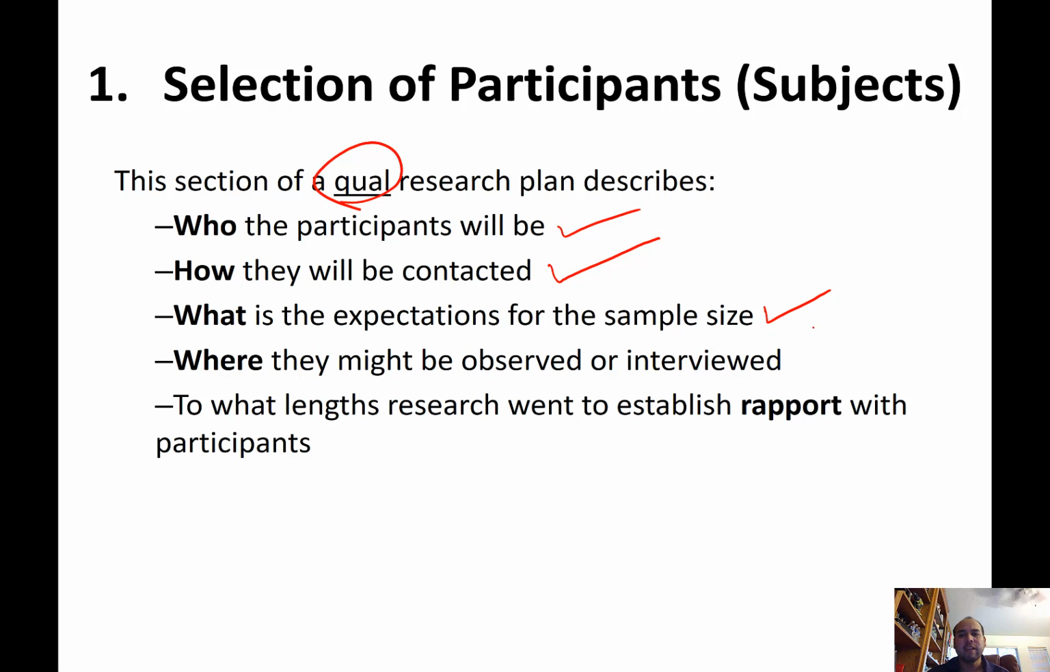What is the expectation for sample size? And remember, this always comes with a range, okay? And where they might be observed or interviewed. The reason this is important is because sometimes if you say Starbucks or somewhere and the environment is not conducive to conducting an interview, then we might ask you to change that. So it's important to think about that. And what is the length of time you've gone to establish rapport? Okay, rapport is a very important word in qualitative research. You should look that up and understand what that is and how important that is when you're dealing with qualitative research.